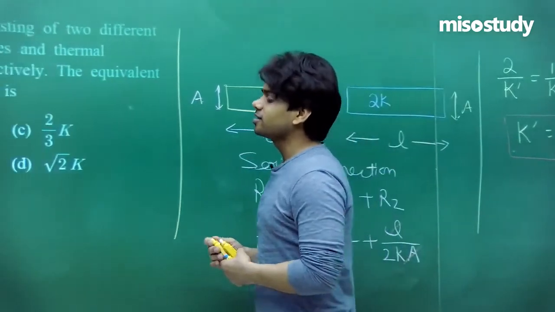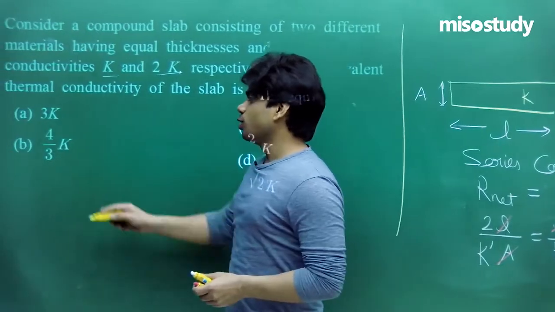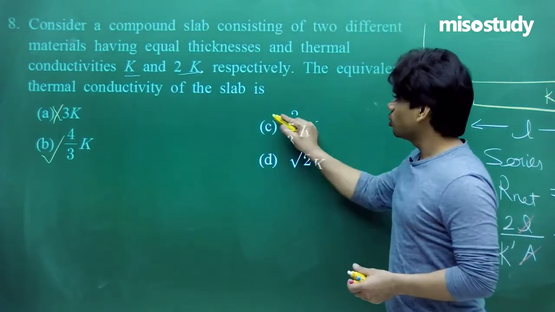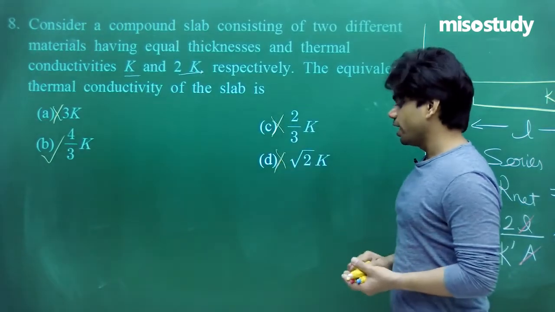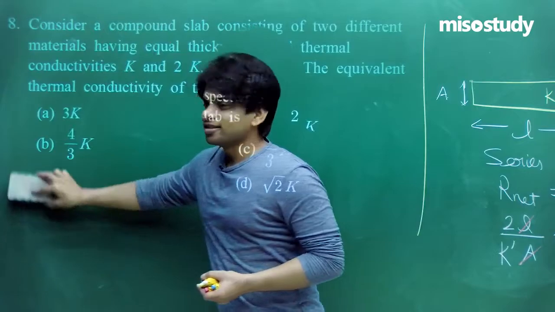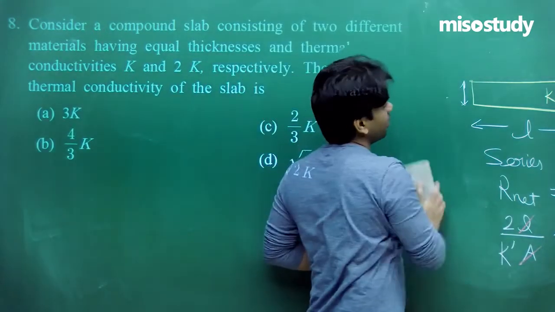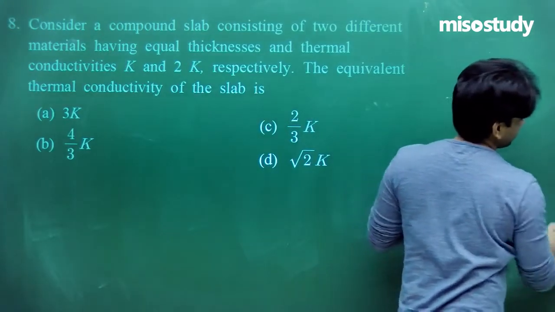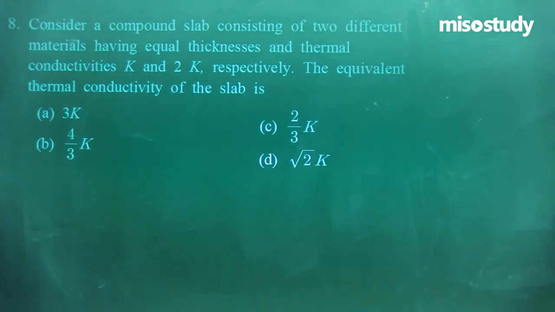Let's see the answer. Option A, 3K, no. B, 4 by 3K, yes, we obtained this. C, 2 by 3K, no. And D, root 2K, no. So hope that you have got how to solve such kinds of questions, and we have discussed such questions in our regular session about thermal resistance. We have discussed it already.